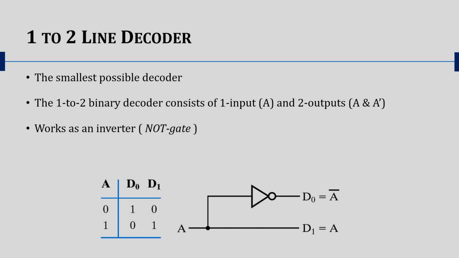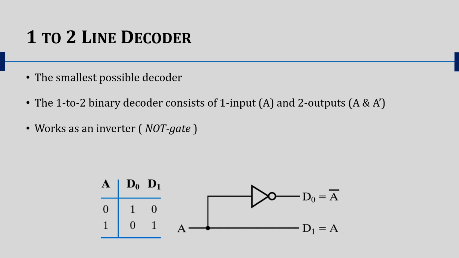The 1 to 2 line binary decoder consists of one input, say A, and two outputs, A and A bar. It works similar to an inverter, that is the NOT gate. So we have the input A. A can have either of these two values, 0 or 1. If the value of A is 0, then D0 is activated. If the value of A is 1, then D1 is activated.